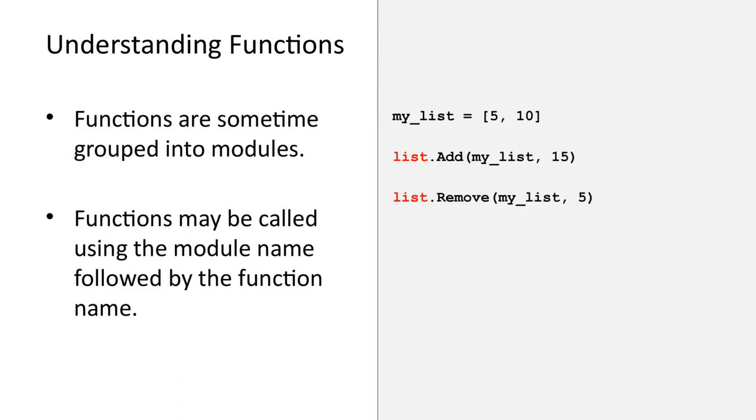When using functions in libraries, they are generally grouped into modules. These modules also have their own names. The way that you specify the module and function name differs by programming language. One common approach is to specify the module name, followed by a dot, followed by the function name. In the example, the list module contains two functions called add and remove.